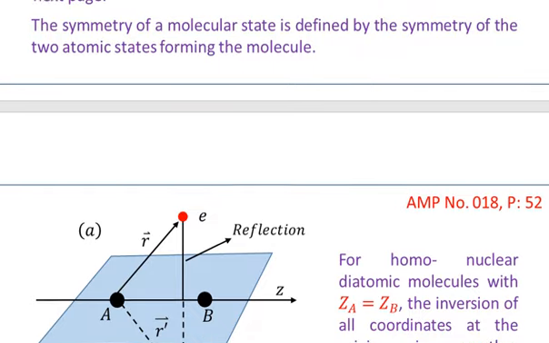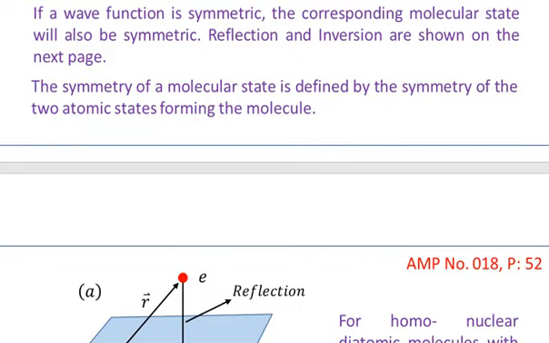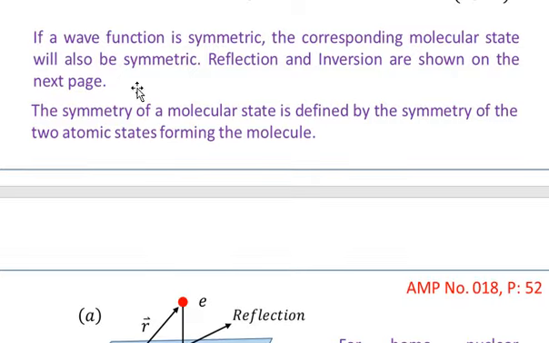Now there is another function that I am going to define next, and the symmetry of a molecule is defined by the symmetry of the two atomic states forming the molecule. So one symmetry state is due to reflection. Reflection is what I have discussed, and now I am going to discuss inversion. What is the meaning of inversion and what happens to the wave function under the inversion process?